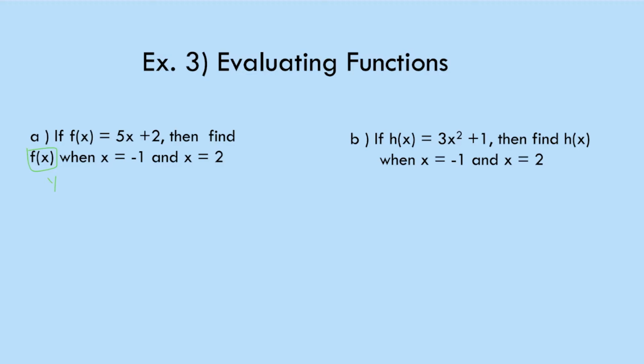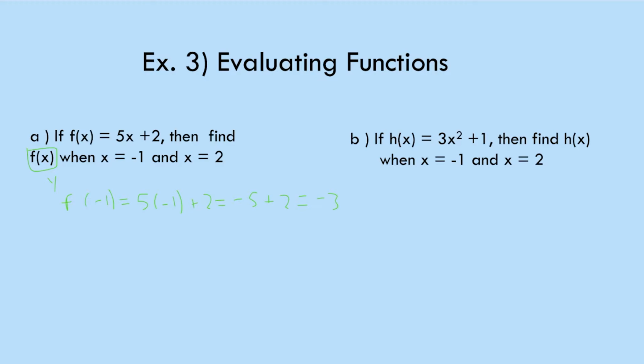So I'm going to go ahead and plug it in. This is what I'm going to get. I'm going to get f of -1. Remember, I want to write it in function notation. So it's 5 times -1 plus 2. Now, when I work this out, that's going to give me -5 plus 2. And -5 plus 2, I hope you agree, is -3.